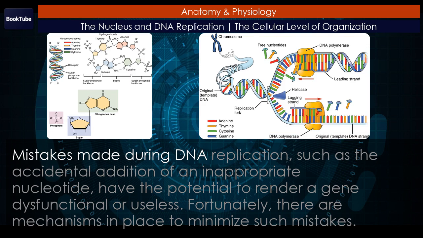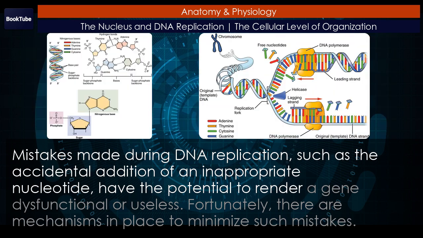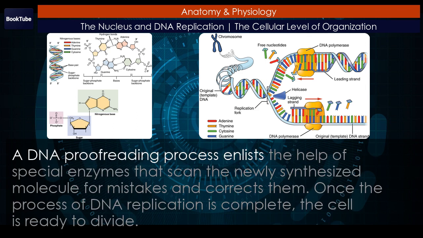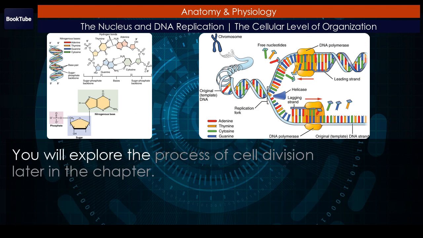Mistakes made during DNA replication, such as the accidental addition of an inappropriate nucleotide, have the potential to render a gene dysfunctional or useless. Fortunately, there are mechanisms in place to minimize such mistakes. A DNA proofreading process enlists the help of special enzymes that scan the newly synthesized molecule for mistakes and corrects them. Once the process of DNA replication is complete, the cell is ready to divide. You will explore the process of cell division later in the chapter.